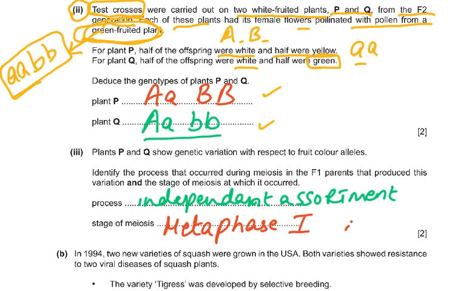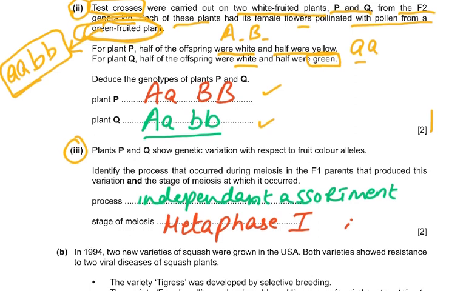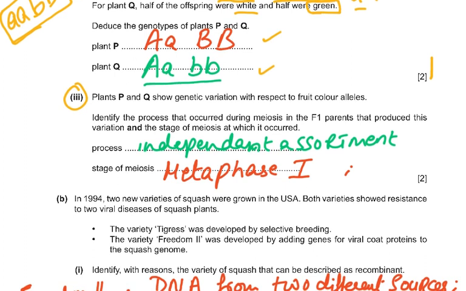Then part 3 of the question says plants P and Q show genetic variation with respect to fruit color alleles. Identify the process that occurred during meiosis in the F1 parents that produced this variation, and the stage of meiosis at which it occurred. So the process is independent assortment, and the stage of meiosis is metaphase 1.